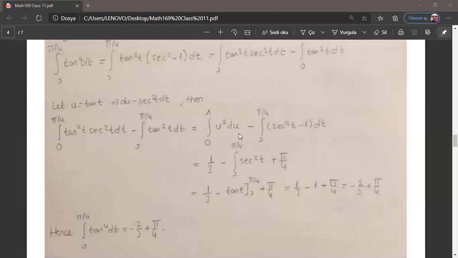So here you can easily compute and get 1 over 3 minus this one. From the second part of the integral, you get pi over 4. And for this part, you know the derivative of tangent is secant squared, so it is equal to this. And the rest is easy. You evaluate for the boundaries and get this one. So the given integral is equal to this answer.